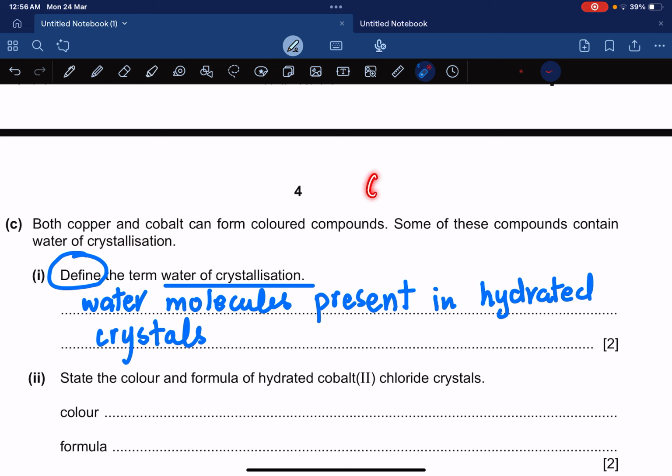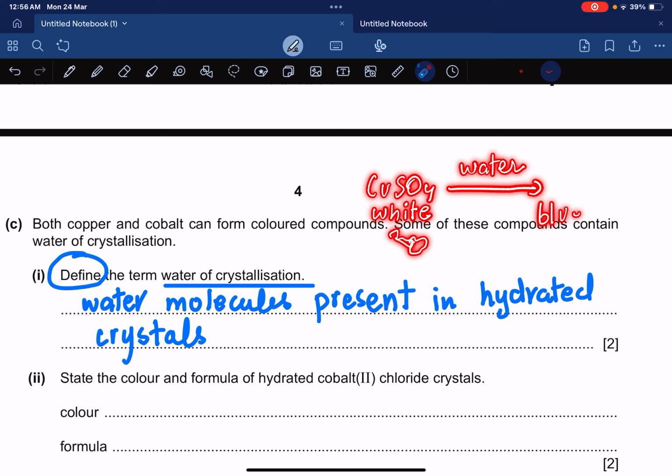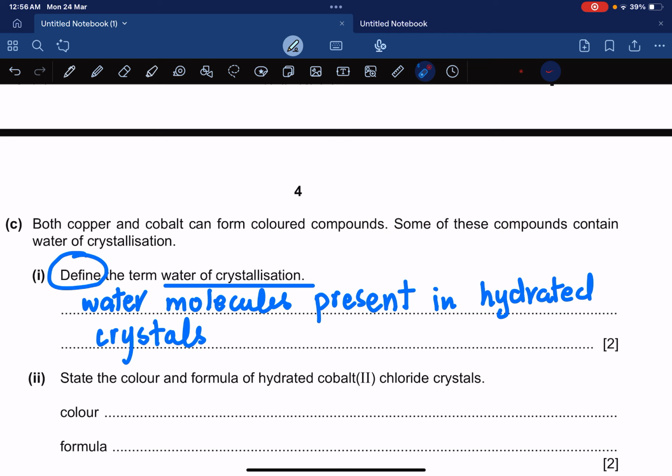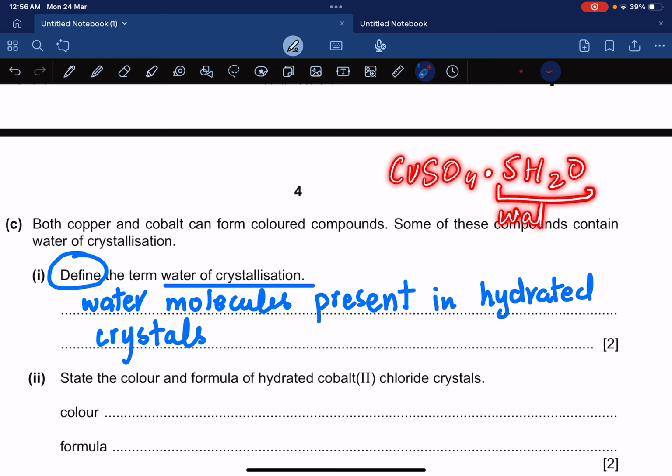See, simple copper sulfate powder is white in color. Okay, simple copper sulfate powder is white in color, but when you add water to it, it basically turns blue in color. Okay, it turns blue in color. So it is used to test for water. And basically the crystals of hydrated copper sulfate are CuSO4.5H2O. So this 5H2O is basically the water of crystallization. These are blue crystals, okay?